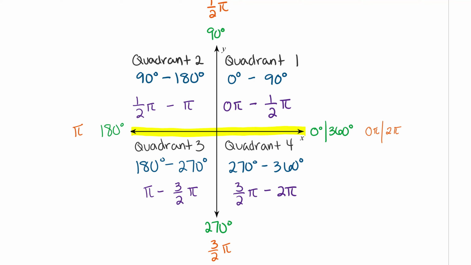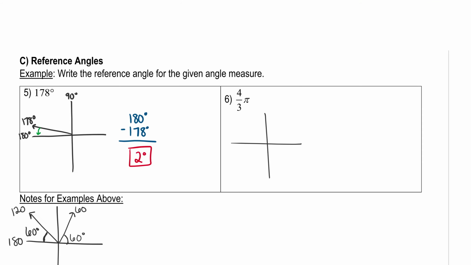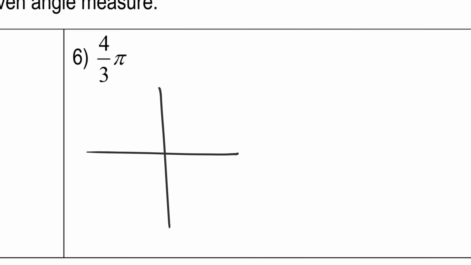Since 4 on top is bigger than 3, we know it's greater than 1. So it's not going to be in quadrant 1 or 2, because 4/3 is greater than 1. So it has to be between 1 pi and 2 pi. We just have to see where it lies in regards to 3 over 2 pi. So we can do that real quick. I want to know if this is greater than, less than, or equal to 3 over 2 pi.